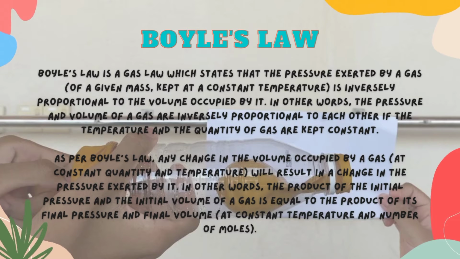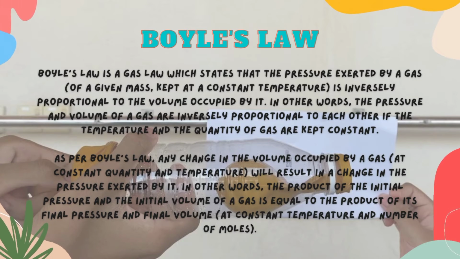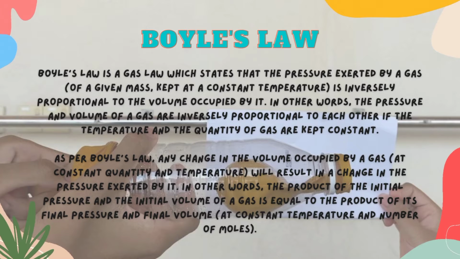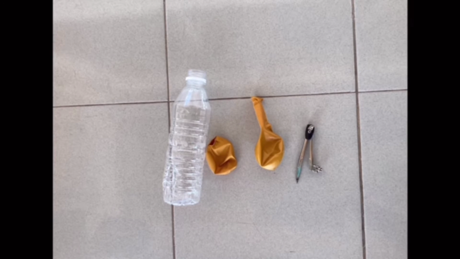In other words, the product of the initial pressure and the initial volume of a gas is equal to the product of its final pressure and final volume, at constant temperature and number of moles. The formula of Boyle's law can be expressed mathematically as P1 times V1 equals P2 times V2, where P1 is the initial pressure exerted by the gas and V1 is the initial volume occupied by the gas. To do the Boyle's law application, we need a plastic bottle, a balloon and skewers.